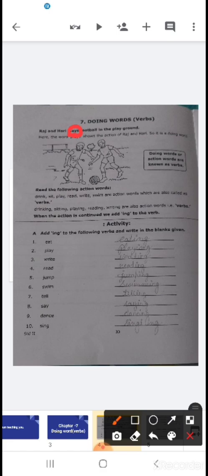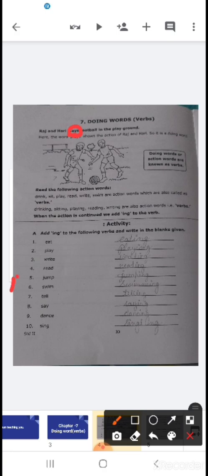So here the word plays shows the action of Raj and Hari. Basically they are doing something. So this is known as a doing word. And doing words, the action words, are known as verbs. All the doing words, or we can say action words, are known as verbs.